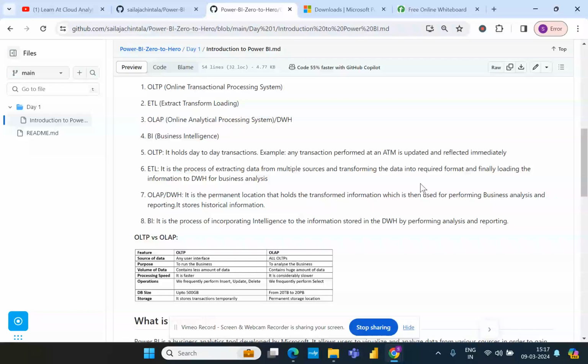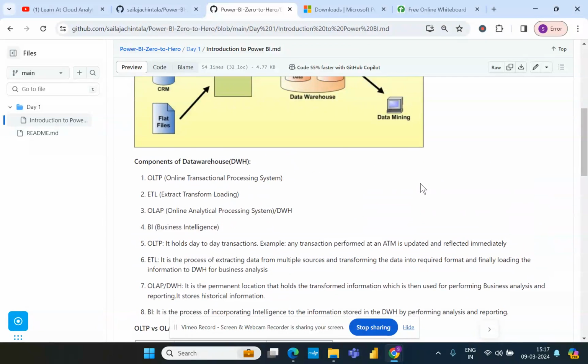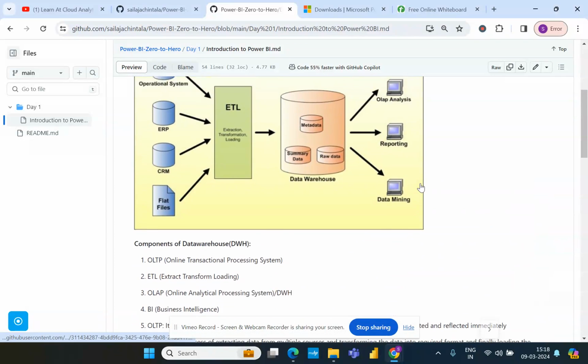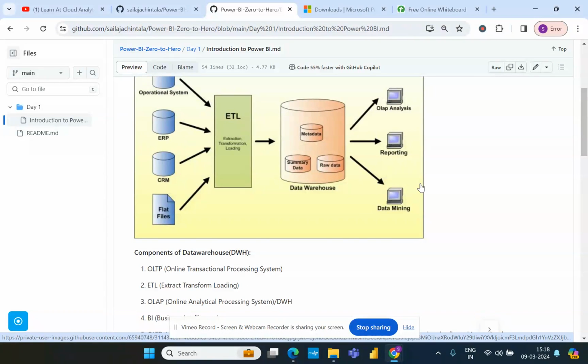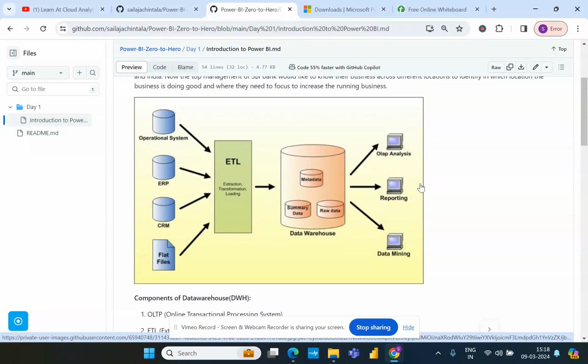Now let's try to understand what is an OLTP. So OLTP is nothing but it holds the day-to-day transactions. Now what do you mean by day-to-day transactions? In the same example, let's say that I would like to perform a withdrawal from my account. So I approach my nearby ATM, and then I try to enter some data.